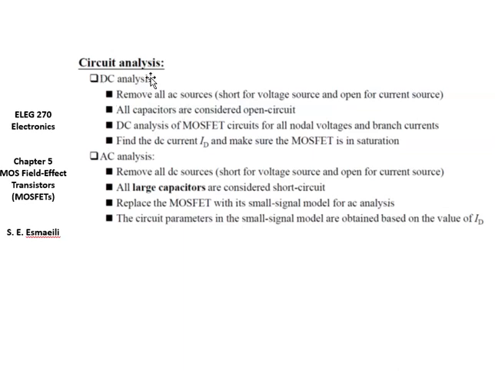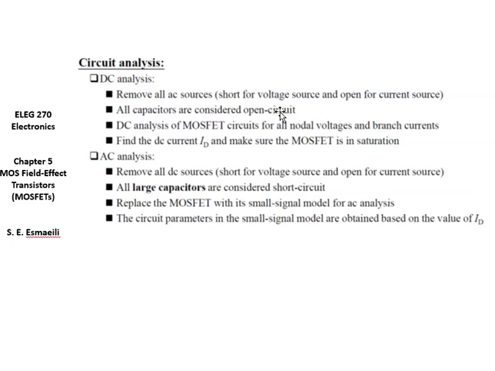First, we do the DC analysis. We remove all AC sources. If there was a voltage source, we short circuit it. If there was a current source, we open circuit. Then, if there are capacitors, in DC, capacitors are open circuit, okay? So you just replace them with open circuit.